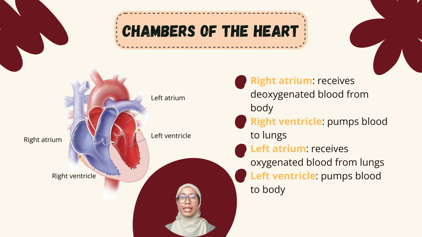Next, I will present the chambers of the heart. The heart has four chambers: the right and left atrium and the right and left ventricle. The right atrium receives deoxygenated blood from the body, and the right ventricle pumps it to the lungs. Then, the left atrium receives oxygenated blood from the lungs, and the left ventricle pumps the blood to the rest of the body.